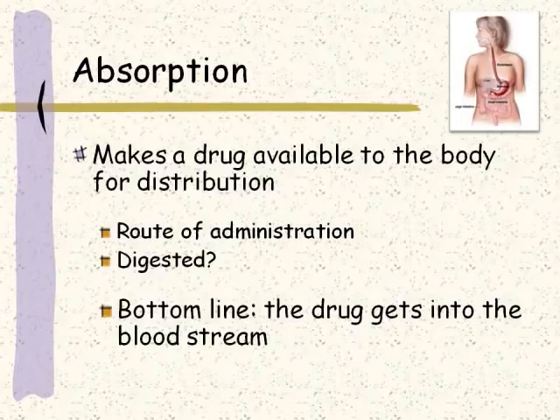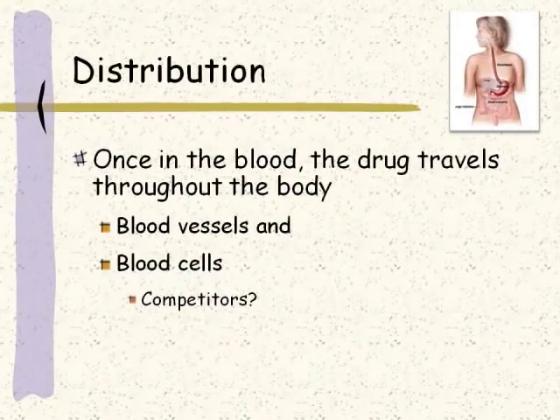How does the drug get into the body? That has to do with route of administration. Is the person swallowing it, or is it being injected into them in some way? Does it need to be digested by the GI tract? Well, yes, it does if they take it by mouth. And the bottom line is, with absorption, the drug gets into the bloodstream. One way or the other, the drug is getting into the bloodstream. So absorption makes the drug available to the body for distribution.